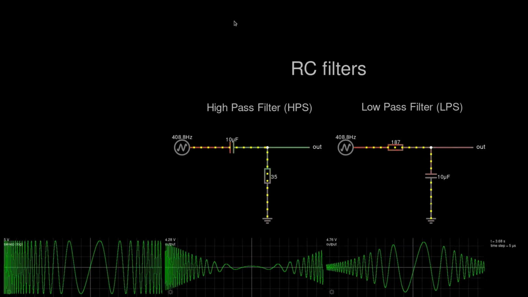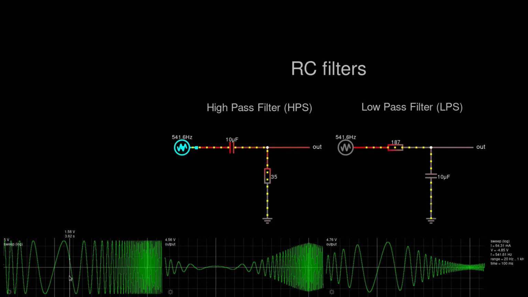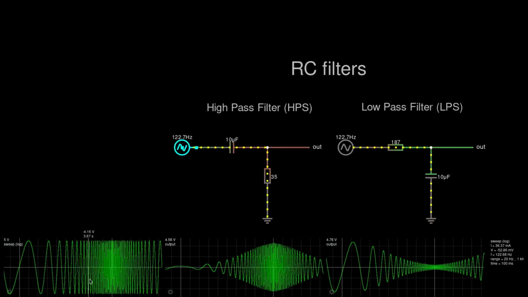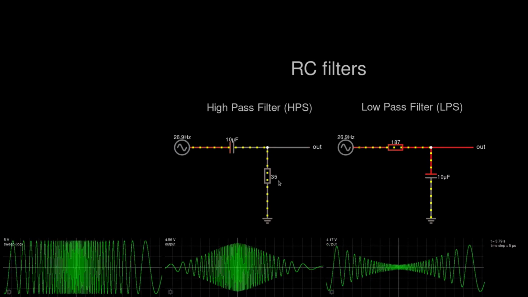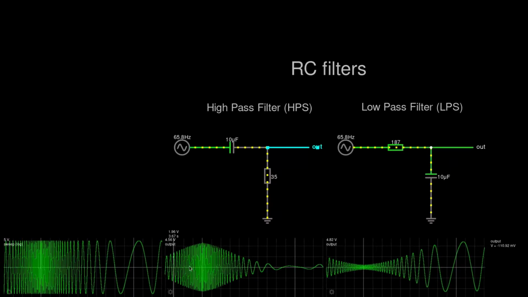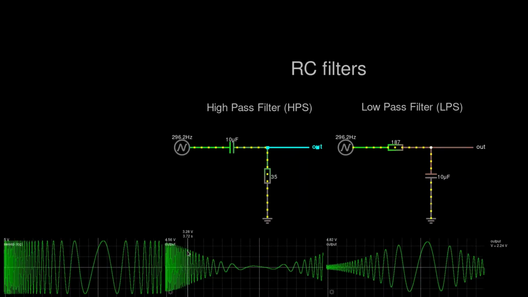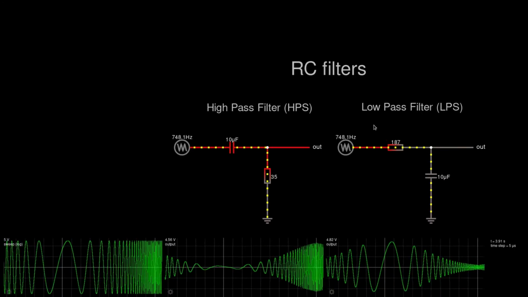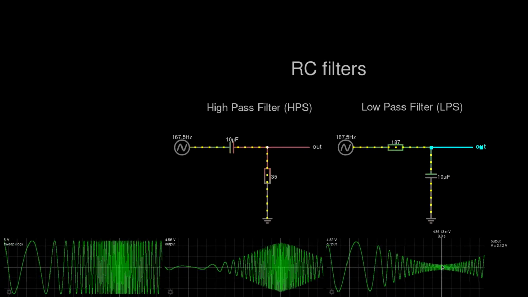So let's take a closer look. We have a variable frequency input signal which has a constant amplitude of 5 volts, and we are passing that signal through a filter and another one. The first one is a high pass filter, which lets high frequencies through and blocks the low frequencies. And the other one is a low pass filter, which lets low frequencies through and blocks the higher frequencies.